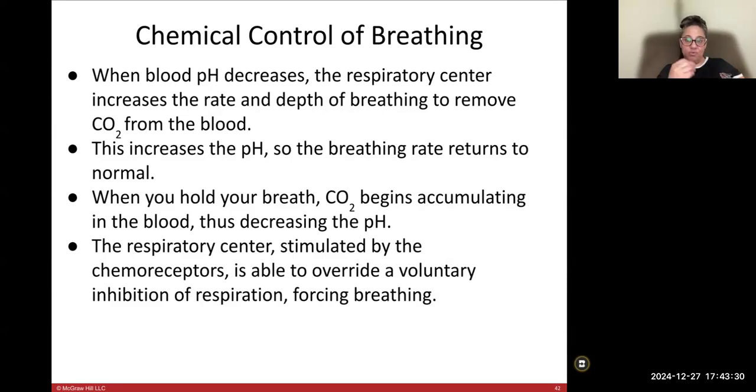So when you hold your breath and you finally get that urge to breathe and your body forces you to breathe, it's because there's too much carbon dioxide in your blood and your blood has become too acidic, and we need to immediately reverse that. So it's not because our body needs oxygen, it's because our body's trying to get rid of carbon dioxide because it's making our blood too acidic.